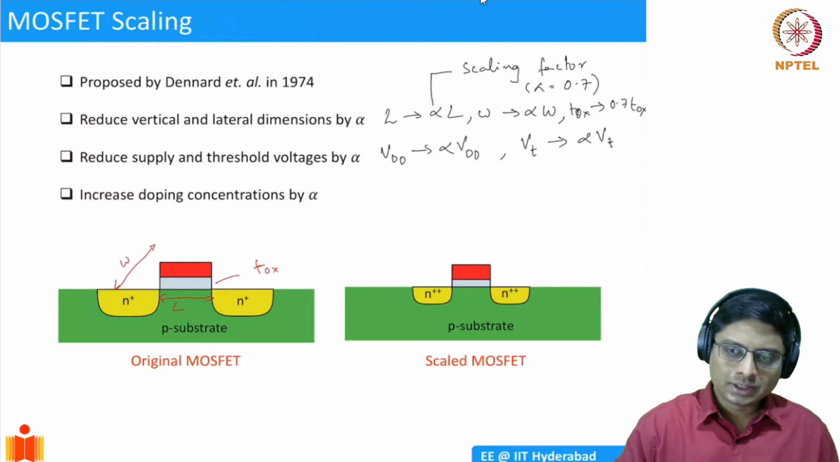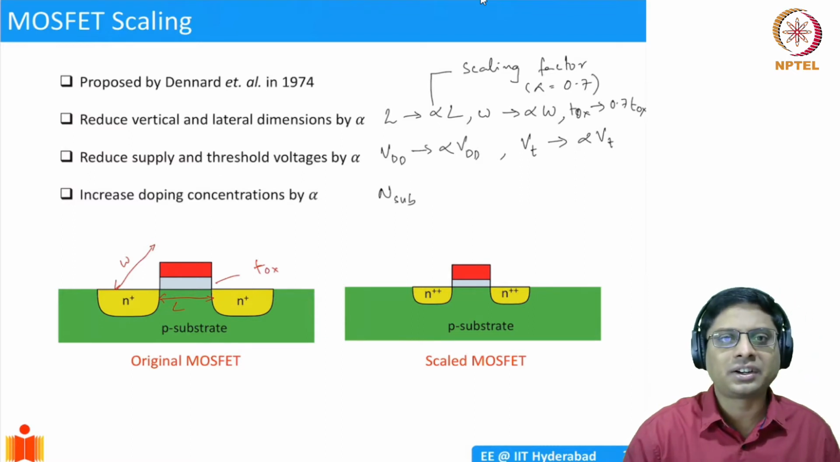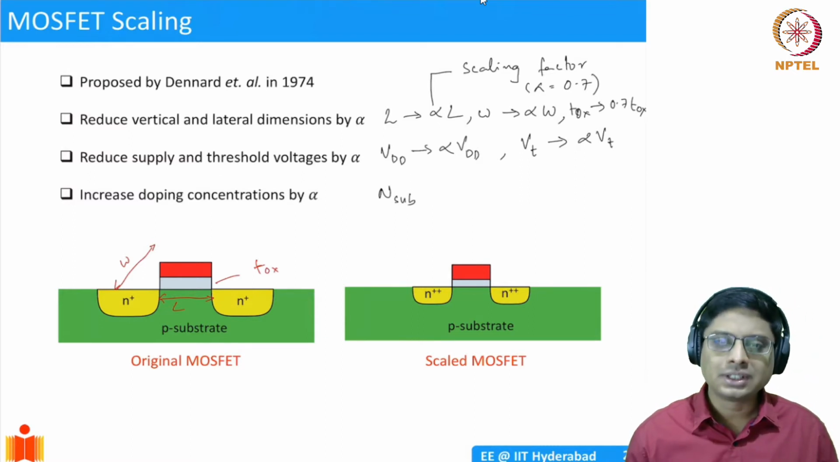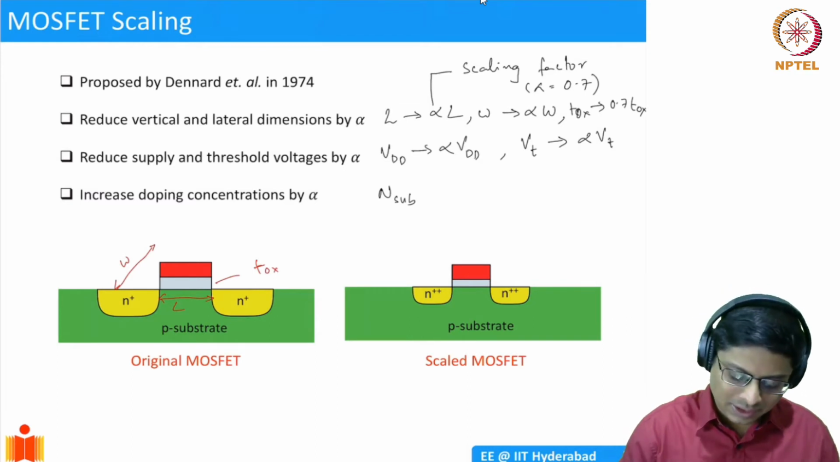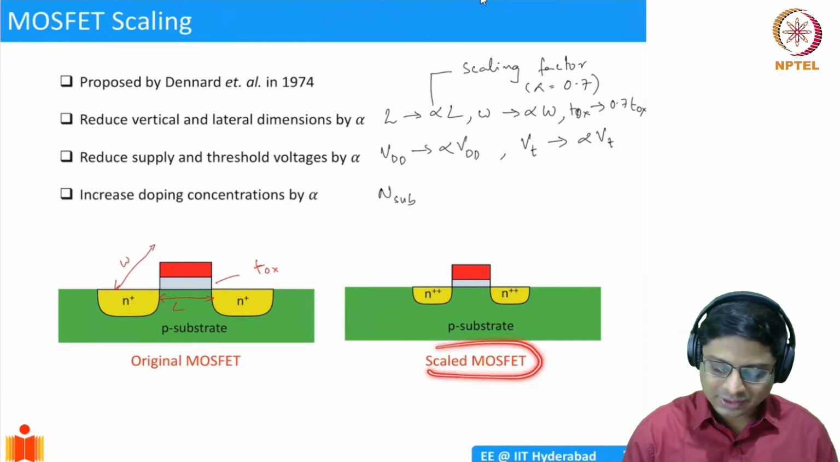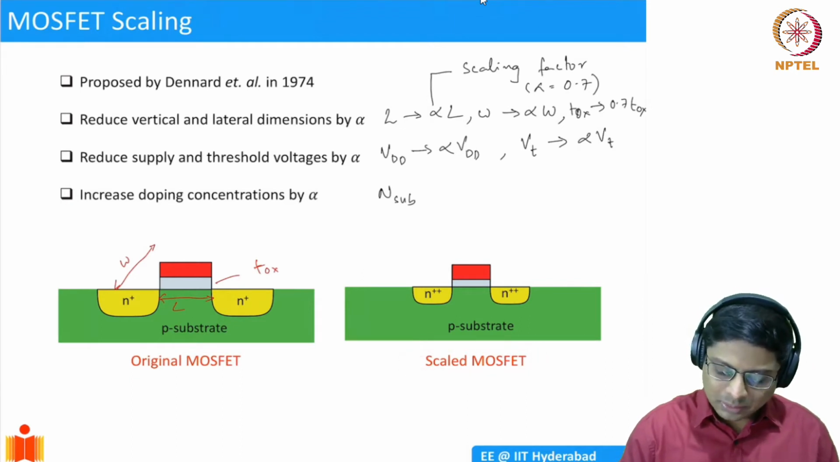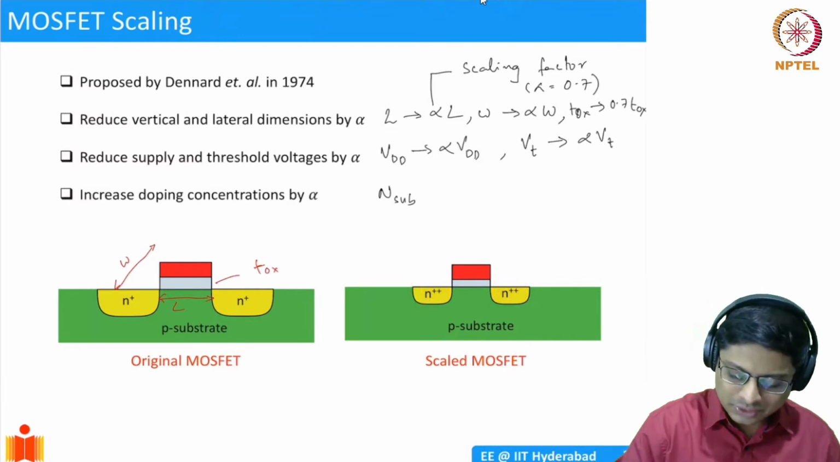And lastly, we would also increase the substrate concentrations or all the doping concentrations. For example, if I have a drain concentration of N plus, then in the scaled geometry, I'll make it N double plus. For example, here N plus in the original MOSFET. Once I shrink the sizes, I get a scaled MOSFET like this. All the sizes are smaller, but the doping concentrations are higher in this case. There's a reason why this was proposed.